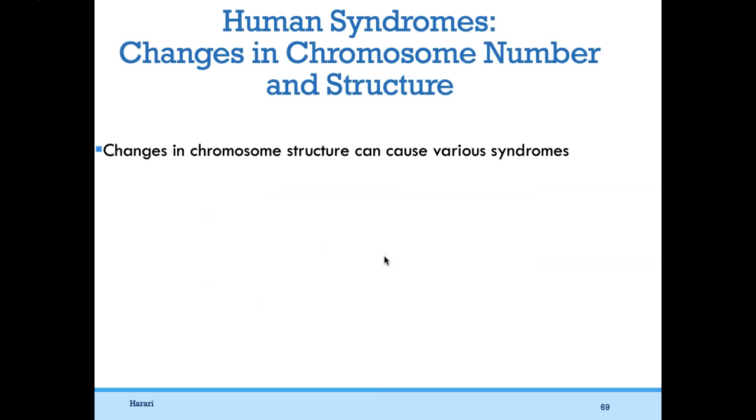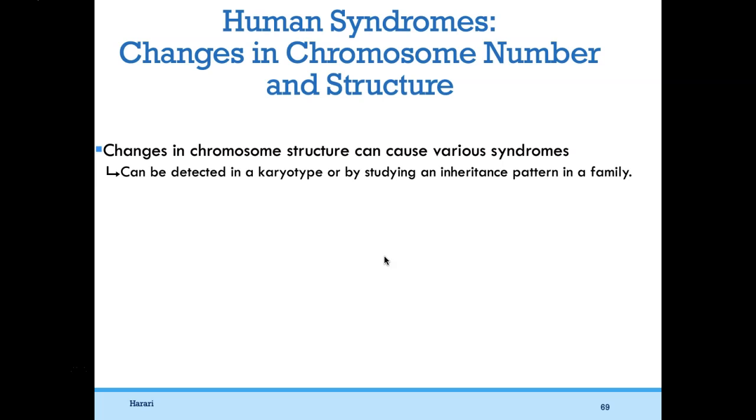So I want to now talk about how changes in chromosome number and structure can cause various syndromes in humans. So crossing over creates a lot of variation, and it's essential, right? And we need to have proper segregation of chromosomes to have the right amount of chromosomes, but so many things could go wrong in these processes. The process of crossing over and independent assortment and all these microtubules trying to connect everywhere, right? A lot of things could go wrong. And when things go wrong, syndromes can occur.